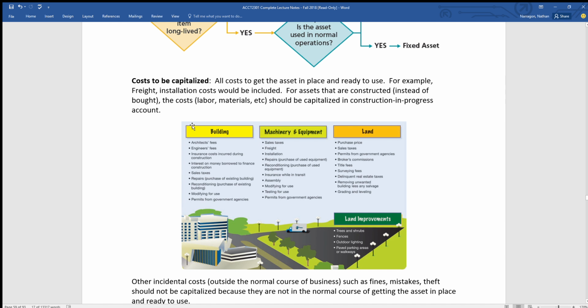One is building. As you can see, all these get capitalized because they help us get the building ready to be used. It's going to be a little bit different if it's repurposing, but here again: reconditioning, modifying for use, any permits, repairs if it's an existing building. All of this helps it get ready. So anything that deals with the building process.